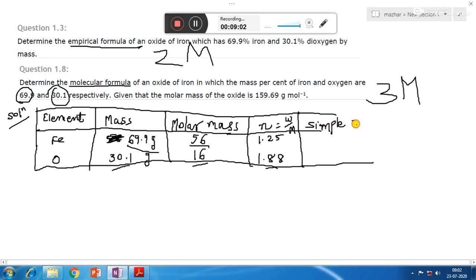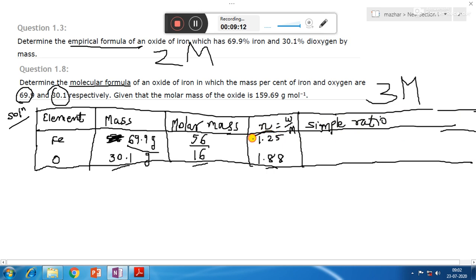So in case of simple ratio, what you have to do is see which of the two numbers of moles is smallest. So 1.25 is smallest, so we have to divide both of them by that smallest number of moles. So 1.25 divided by 1.25 is equal to 1, and here 1.88 divided by 1.25 is nearly equal to 1.5.